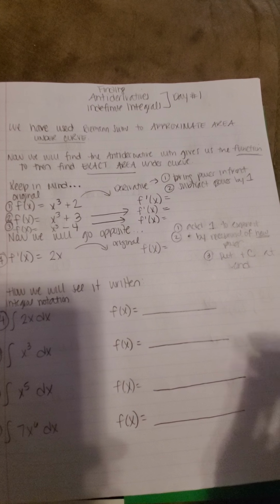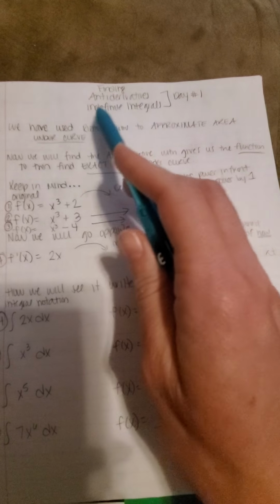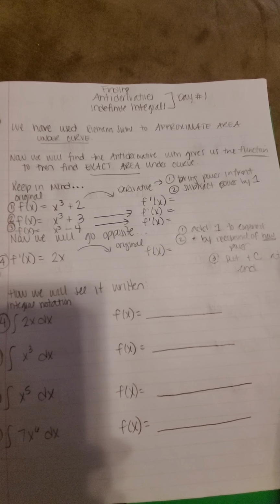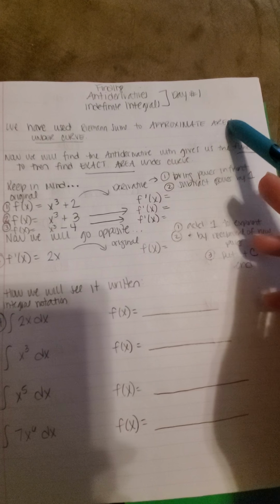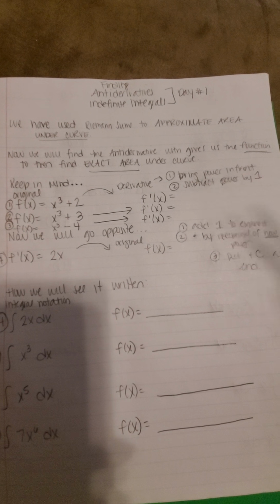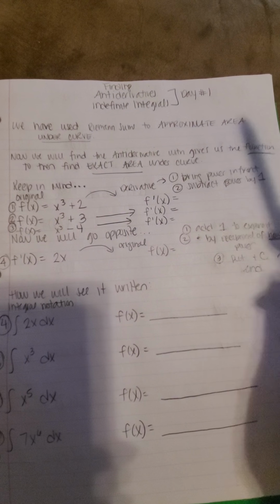Today what we're going to do is look at finding some antiderivatives, also called indefinite integrals. Those can be used interchangeably. In the past couple weeks, we've used Riemann sums to approximate the area between your curve and your x-axis. So that's just been an approximation.